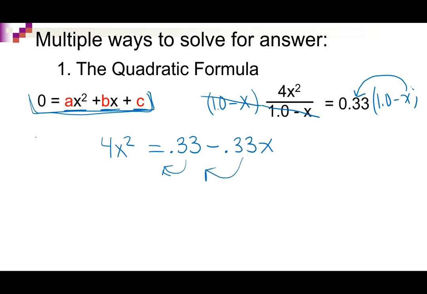It doesn't matter which way you move them. You just got to move them one way or the other. So to do that, I'm going to subtract by 0.33. Actually, no, let me do the other one first. I'm going to add by 0.33x. So those cancel. I'm going to add 0.33x.